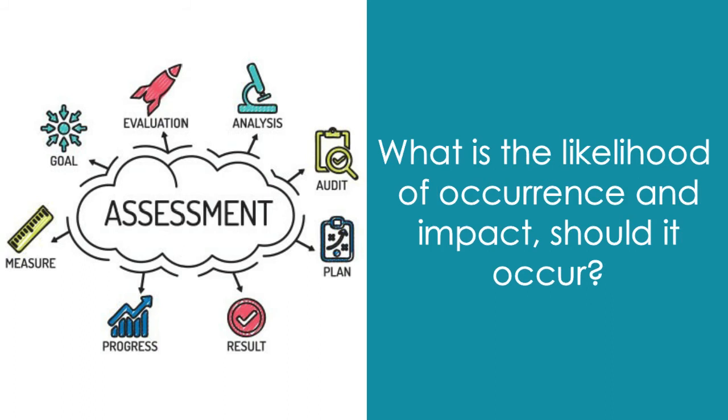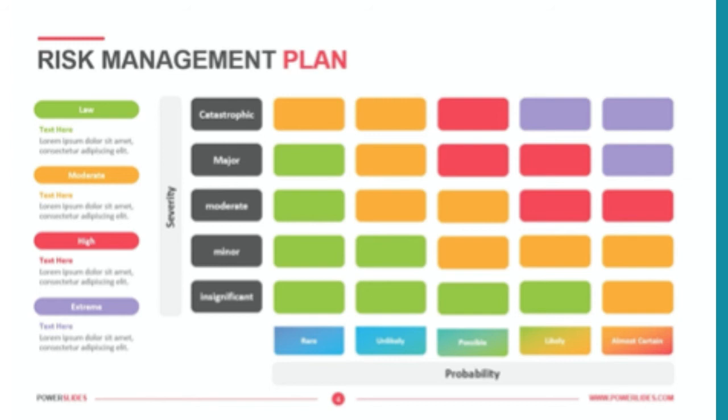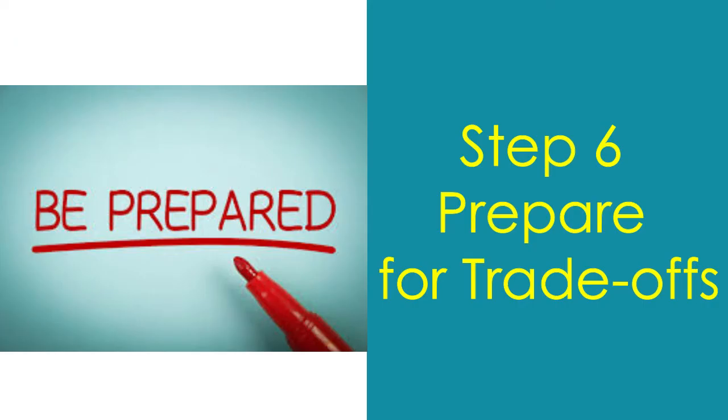What is the likelihood of occurrence and impact should it occur? A typical risk mitigation strategy is presented in pictorial form on your screens. From low to extreme risk and insignificant to catastrophic, you simply run to your plan in the event of an emergency. Step number 6, prepare for trade-offs.